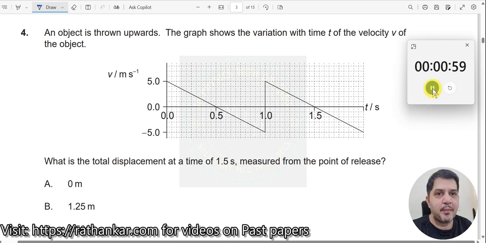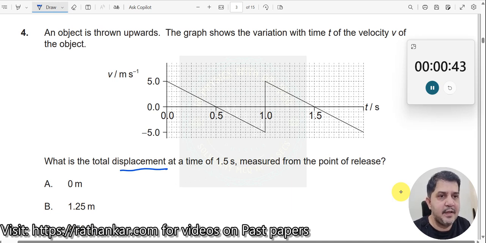Question number 4. An object is thrown upwards. The graph shows the variation with time t of the velocity v of the object. Vt graph is shown. What is the total displacement at the time of 1.5 seconds measured from the point of reference? How do you get the displacement in a Vt graph?